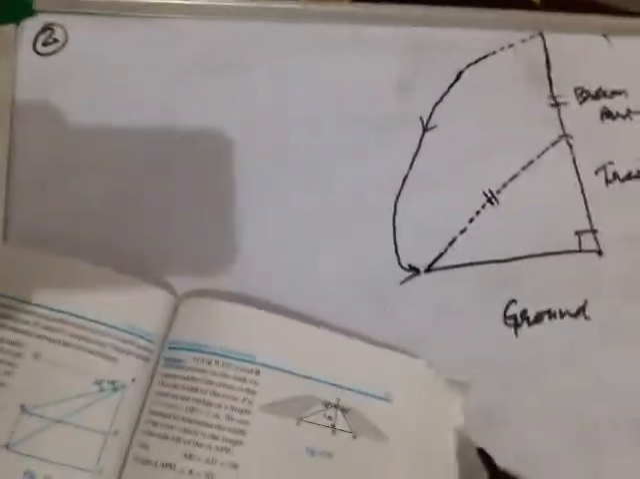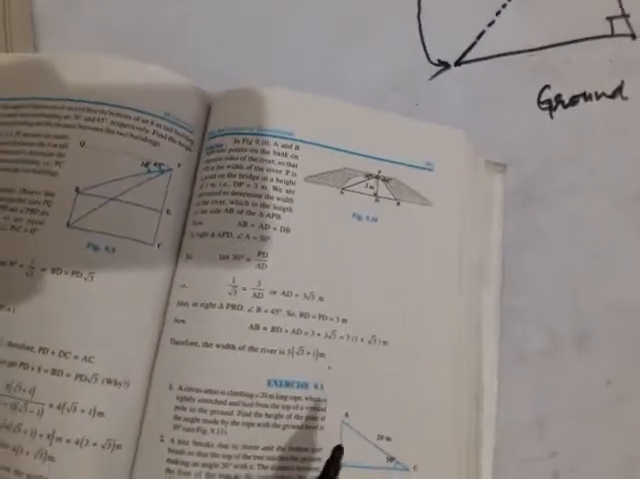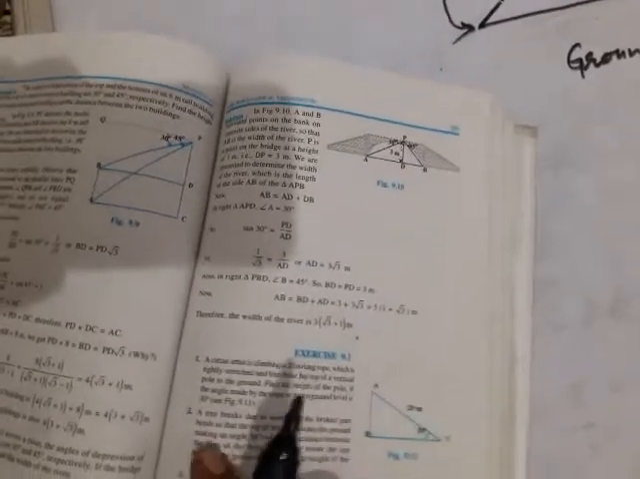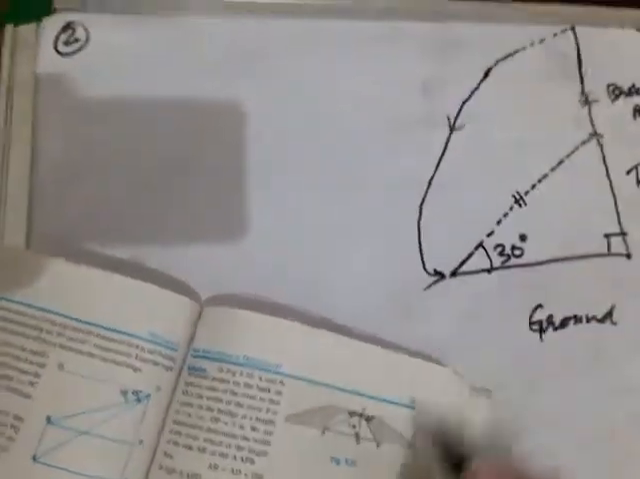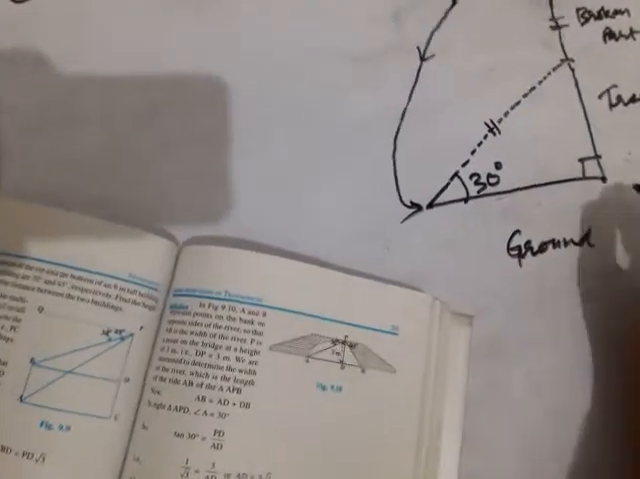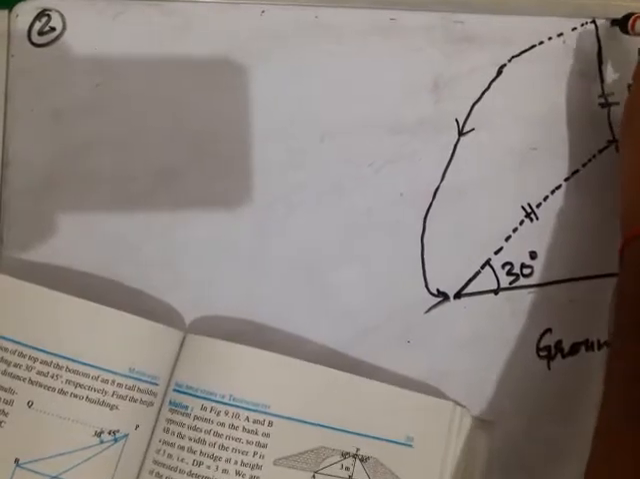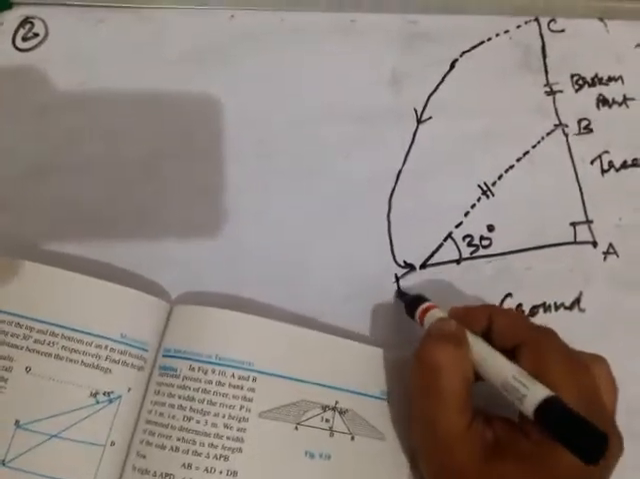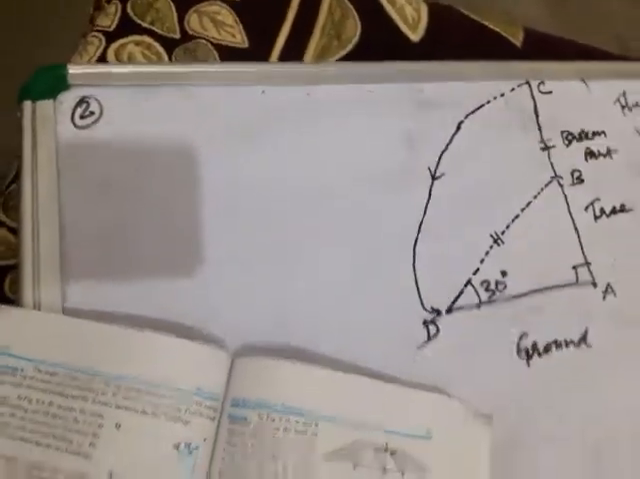Okay, children? Now let us give the names. Here it is given that the tree touches the ground making an angle of 30 degrees. This is 30 degrees now. Let it be A, B, this is C, and this is D. Now find the height of the tree. Total height of the tree means AC we have to find out.